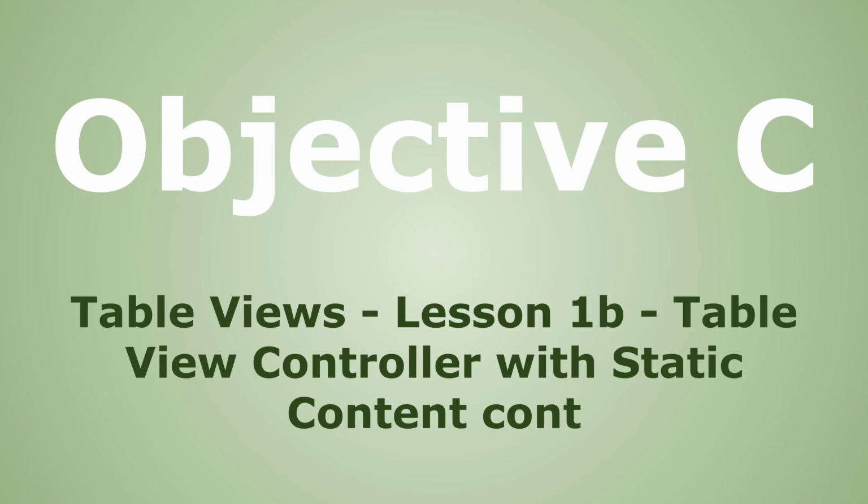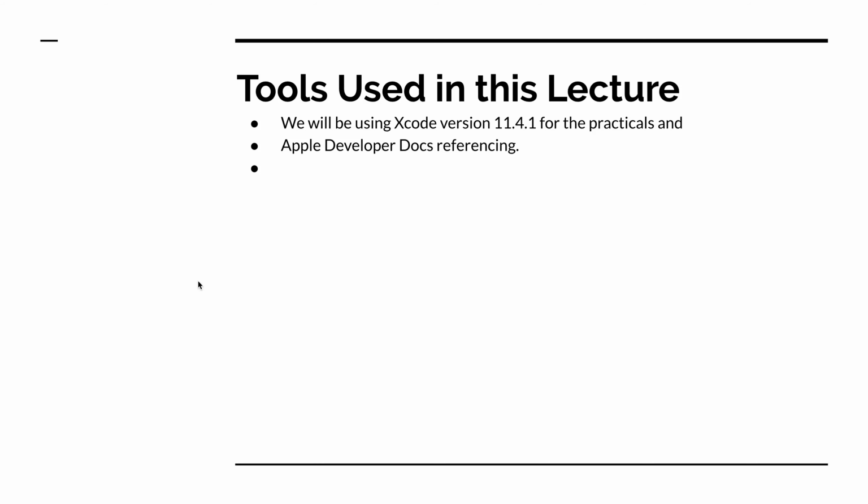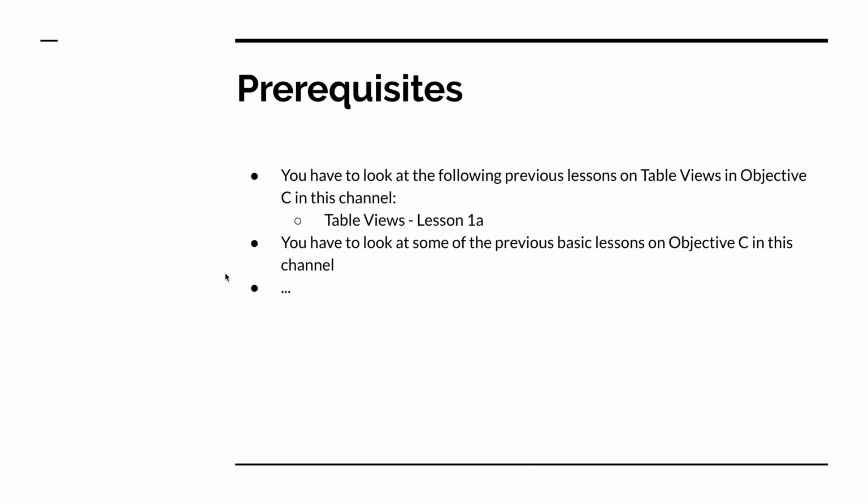Okay, so the lesson we are going to discuss is table views, lesson 1b, table view controller with static content, and continuation of lesson 1a, right? So it's important, guys. It's a continuation of lesson 1a on table views. Tools used in this lecture: we'll be using Xcode version 11.4.1 for practicals and Apple Developer Docs for referencing. Okay, guys? Awesome. And then prerequisite. So you have to look at the following previous lessons on table views in this channel, that is table views lesson 1a. Also, you had better look at some of the previous basic lessons on Objective-C in this channel.